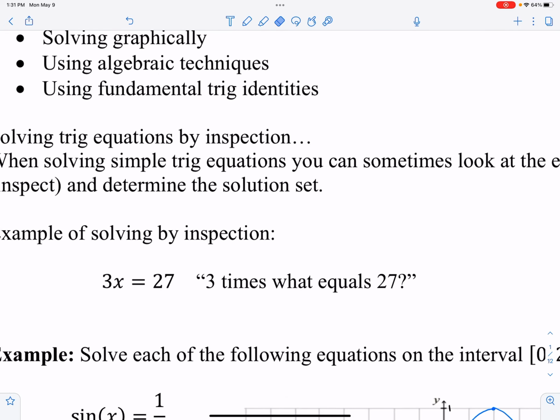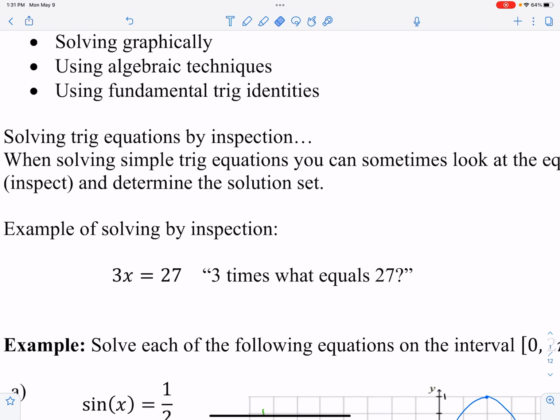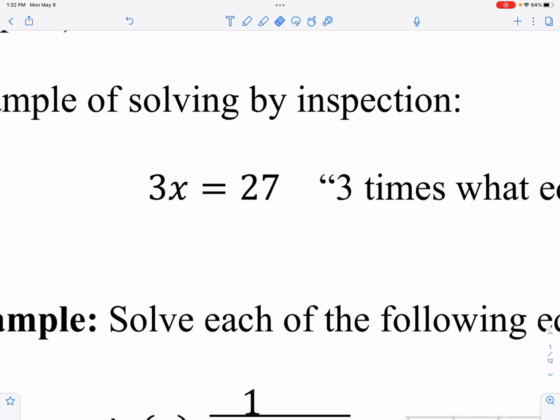And whenever you're solving an equation by inspection, it means that you're looking at the equation and you're thinking what value or values would make this a true statement. So for example, if we were solving the equation 3x equals 27 by inspection, you go, okay, 3 times what would be equal to 27? And then you would think, okay, when x is equal to 9, this would be a true statement. So the solution would be x equals 9.